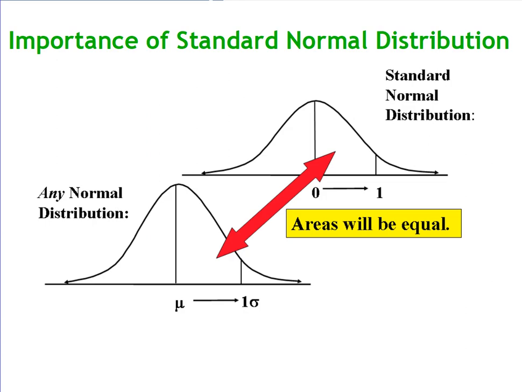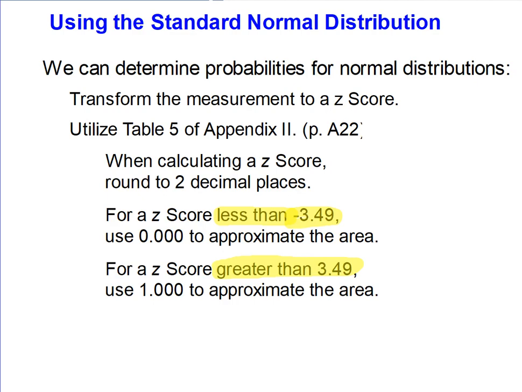The importance is that the area underneath the curve doesn't really change. Even though it was from any other distribution, it can get converted into the z table and not lose any of that area property. So here's what we'll do.